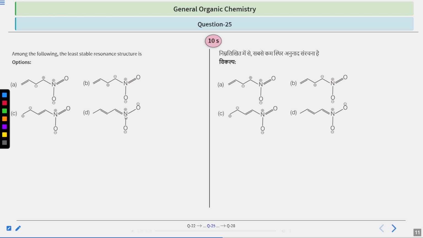In option D, we have nitrogen with a positive charge connected to two oxygen negatives by single bonds and directly connected to the double bond CH, then single bond CH, then double bond CH, then single bond CH3. Right? So these are the different resonance structures given in the options. You have to choose the least stable resonance structure. You have 10 seconds to think about this question. After that, we will see the answer.